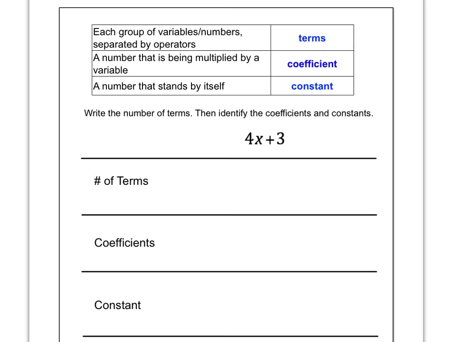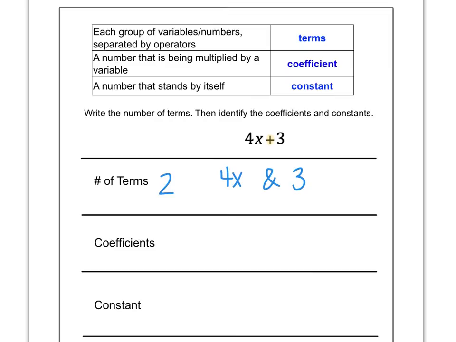So now we want to focus on looking at an expression. Are we able to pick out specifically the number of terms, the coefficients, and the constants? So let's start with a simple one. If I look at 4x plus 3, I know that terms are separated by operators. So I see the operator of a plus, so I know that on each side of that we have terms. So I have two terms in this expression. 4x is considered one term because it's a group of variables or numbers, and then 3 is considered its own term.